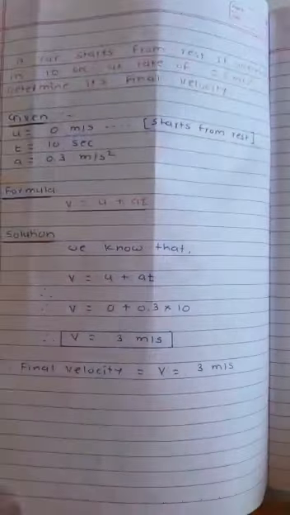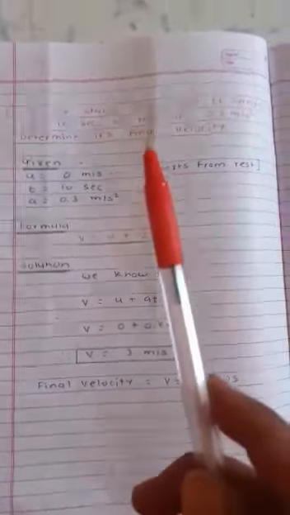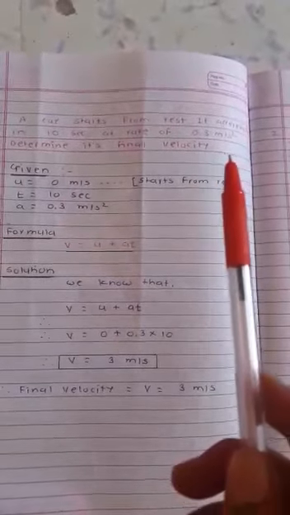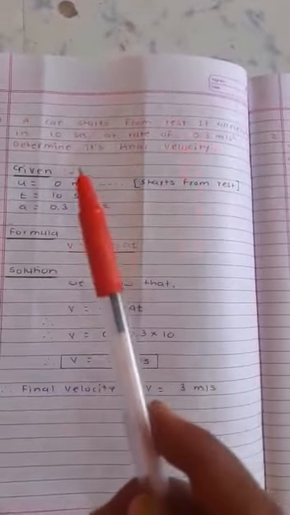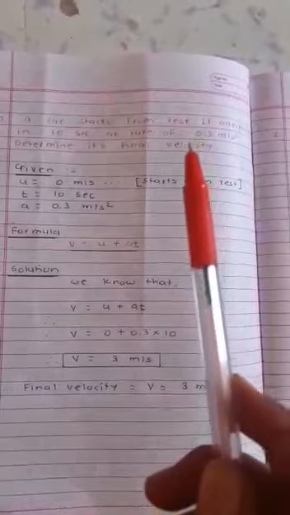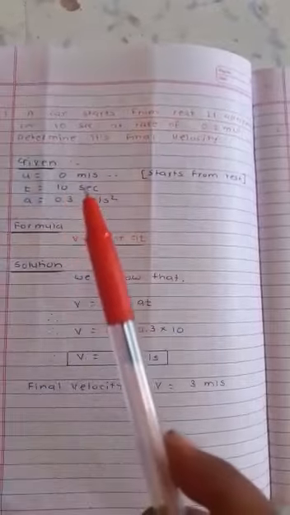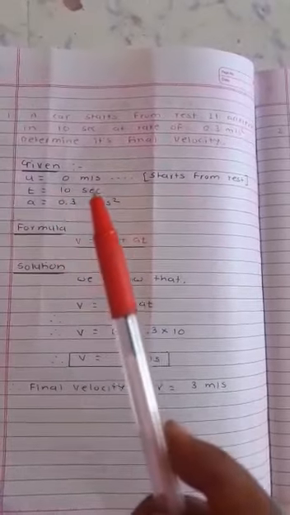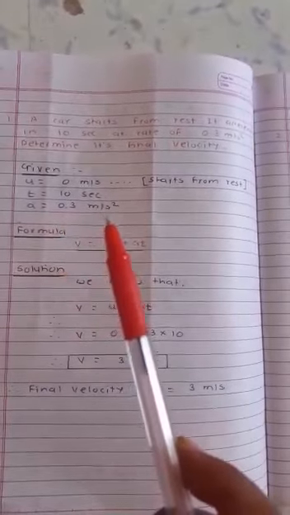Now the first numerical we consider. First we read the numerical: a car starting from rest accelerates for 10 seconds at the rate of 0.3 meter per second square. Determine its final velocity. First of all, we have to know what quantities are given by reading the numerical. Here the initial velocity u equal to 0 meter per second, because the body starts from rest. The time period t is given as 10 seconds, the acceleration a is 0.3 meter per second square.